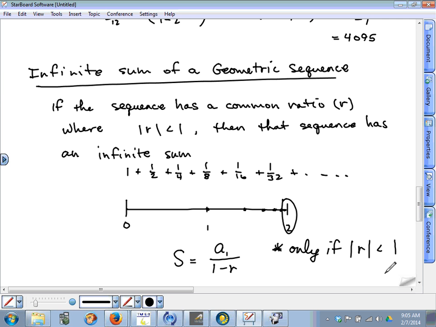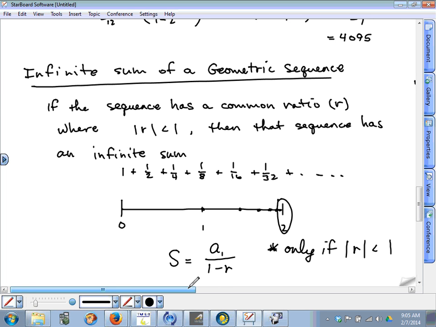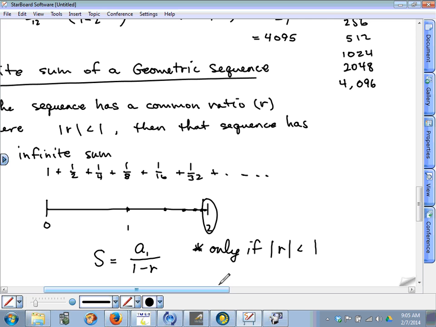Is it just s or is it s sub n? Well, it's not s sub n, because n represents a partial sum. Since it's an infinite sum, it's just s. In calculus, you learn a word for this. This is called a convergent series.